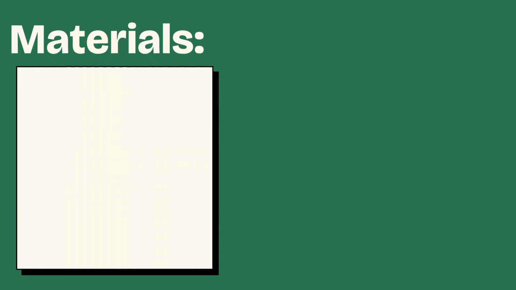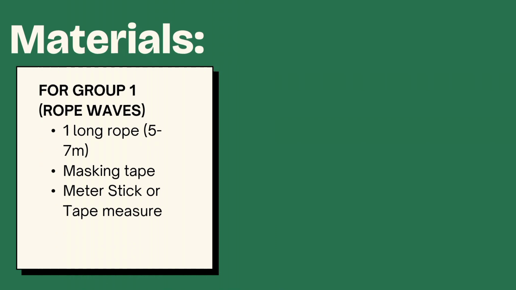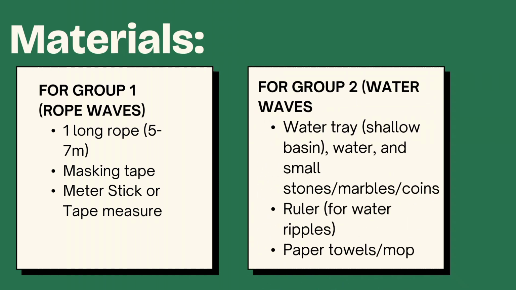So here are the materials. For group 1, which is going to experiment on rope waves, they need one long rope, masking tape, and a meter stick or tape measure. For group 2, water waves, they need a water tray or shallow basin, water, and small stones or marbles or coins. They also need a ruler for water ripples and paper towels or mop.